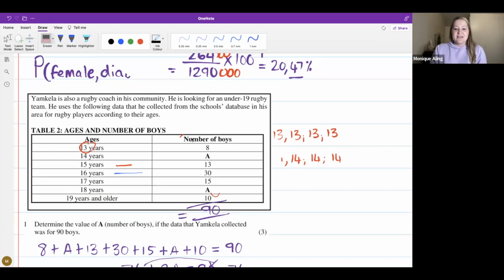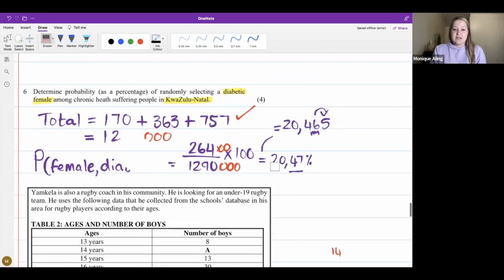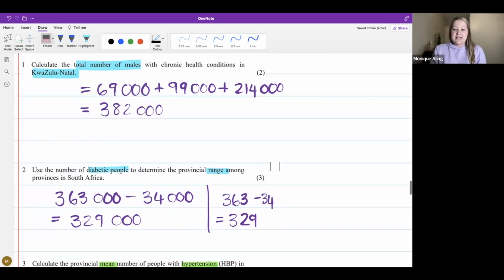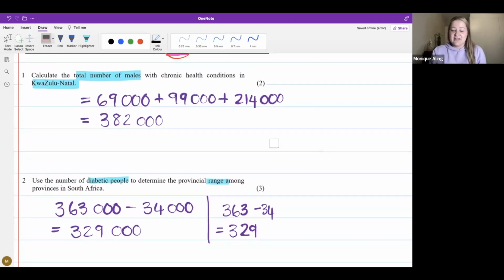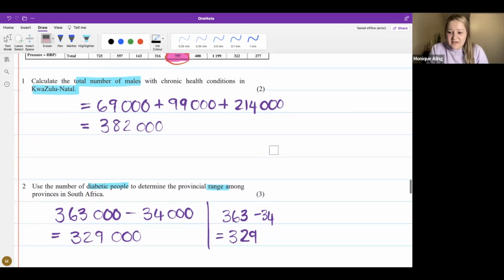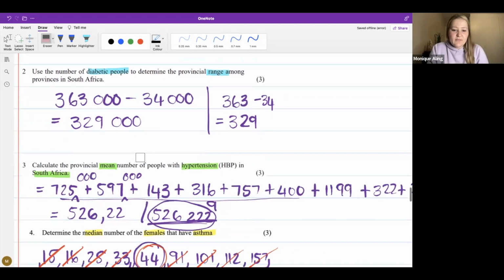Ma'am, sorry to disturb you. Can you please go back right to the top, the beginning of the question? Beginning of which question? The first one we did, the very first one. Yes, please. This one. Can you please go to question 3, please. I want to know how you calculated everything. For which one? This one. Question 3. Oh, 3. Yes, please. The mean number.